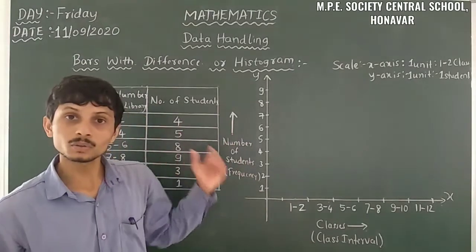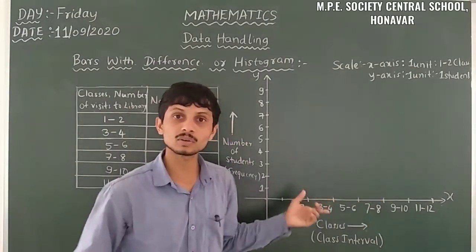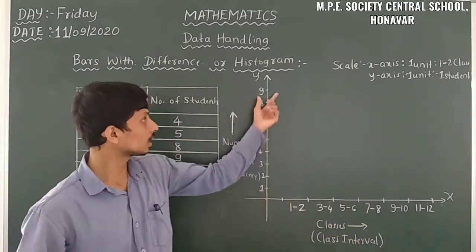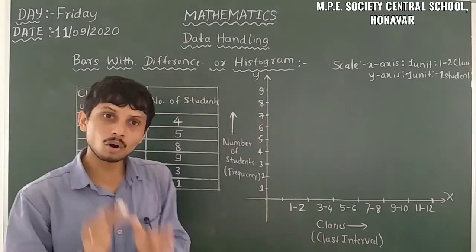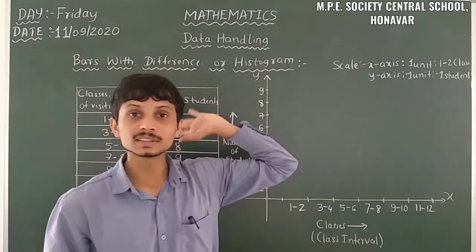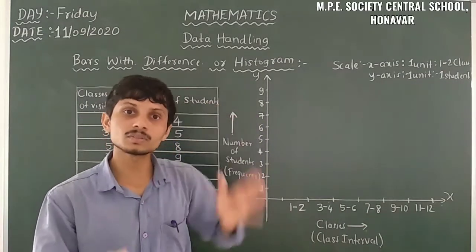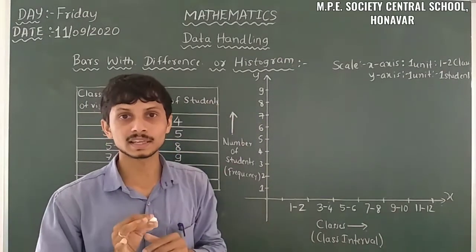Then after that what we have to do? We have to give the coordinates. We have to write the coordinates. So here also we have to write the coordinates. According to the coordinates we have to write the scale here. Try to draw the scale.